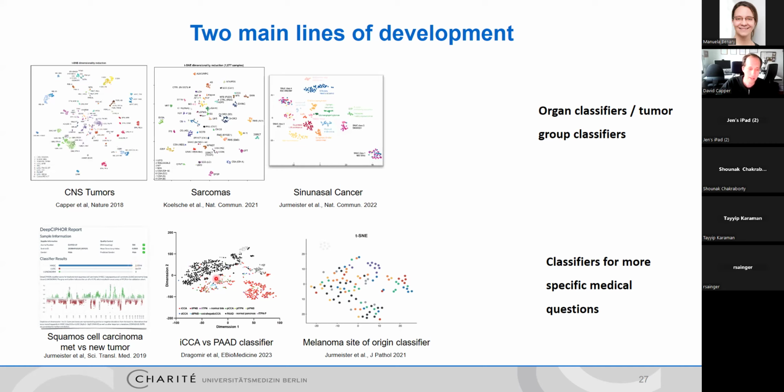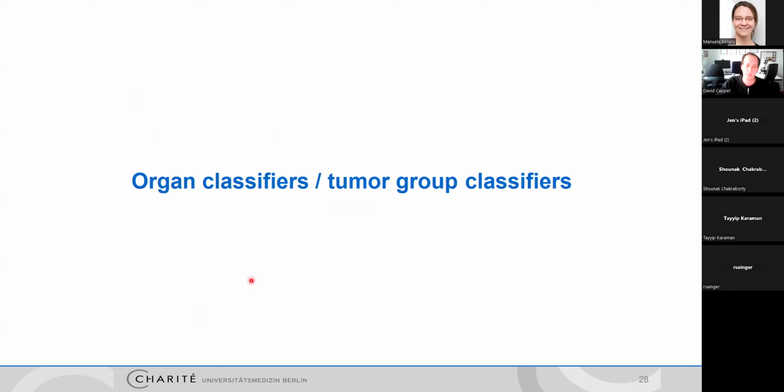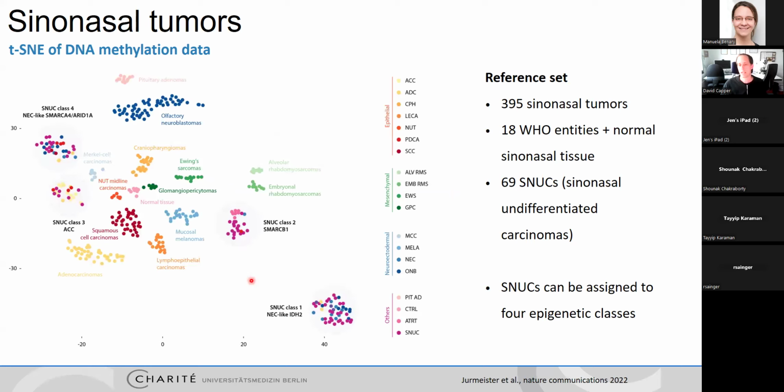Other things could be if you have a metastasis in the liver, whether it is an intrahepatic cholangiocarcinoma, or if it is a metastasis of a different tumor. There have been classifiers, and also a classifier that tried to look at the site of origin of melanoma. Just showing one example now of such an organ classifier of the top group. This would be on sinonasal tumors.